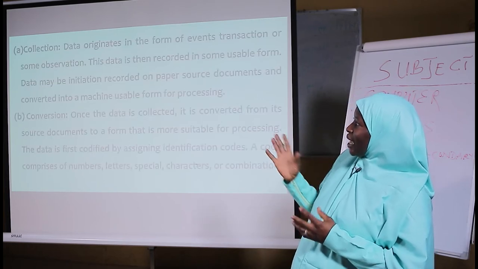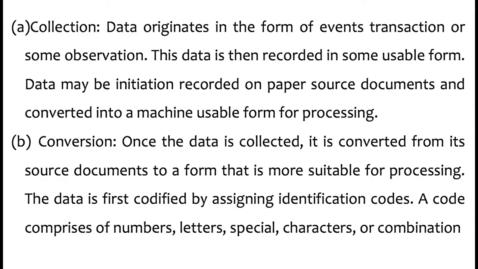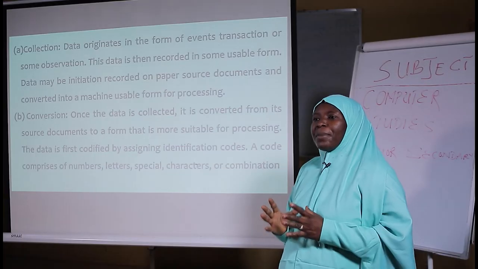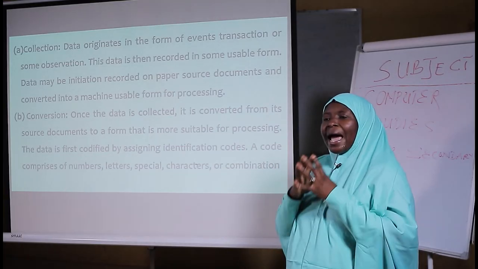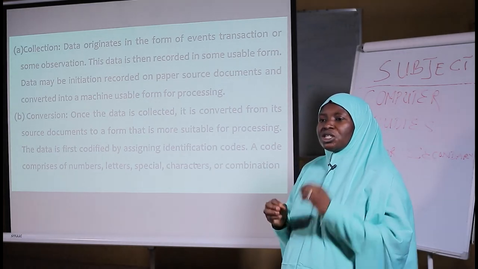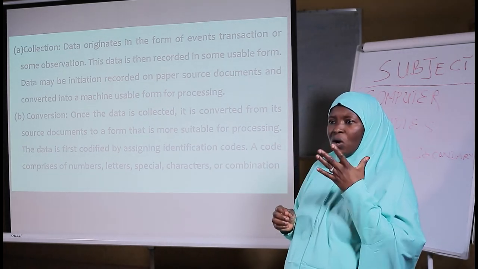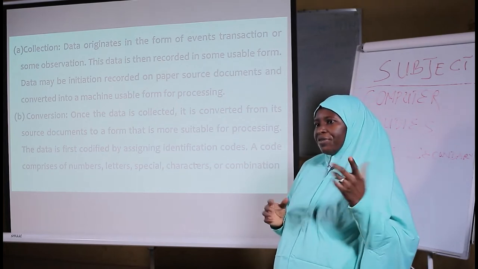The next, under the collection: data originates in the form of an event, transaction or some observation. This data is then recorded in some usable form. Data may be recorded on paper, source documents, and converted into machine usable form for processing. Remember, we know that our computer has a language, which consists of the binary, which is the zeros and 1, as earlier discussed in our previous lesson.